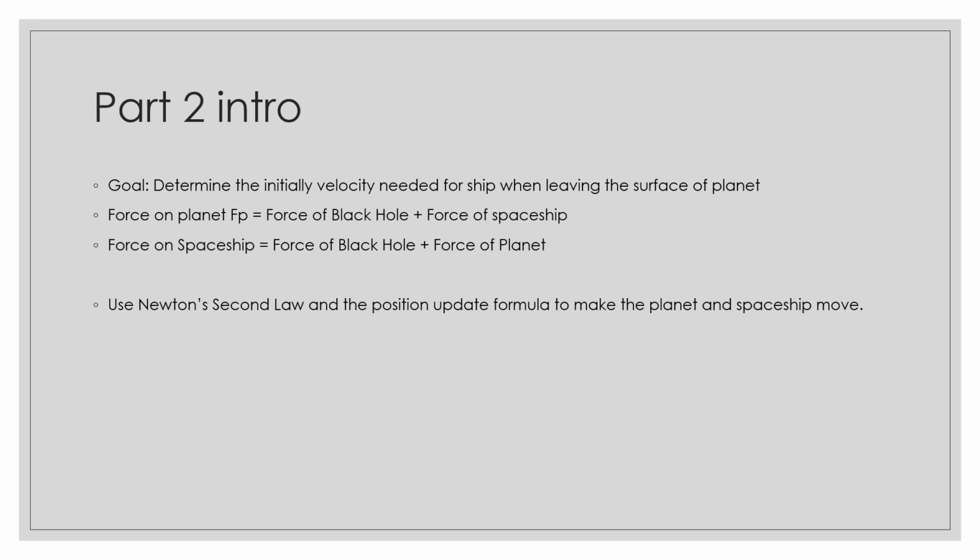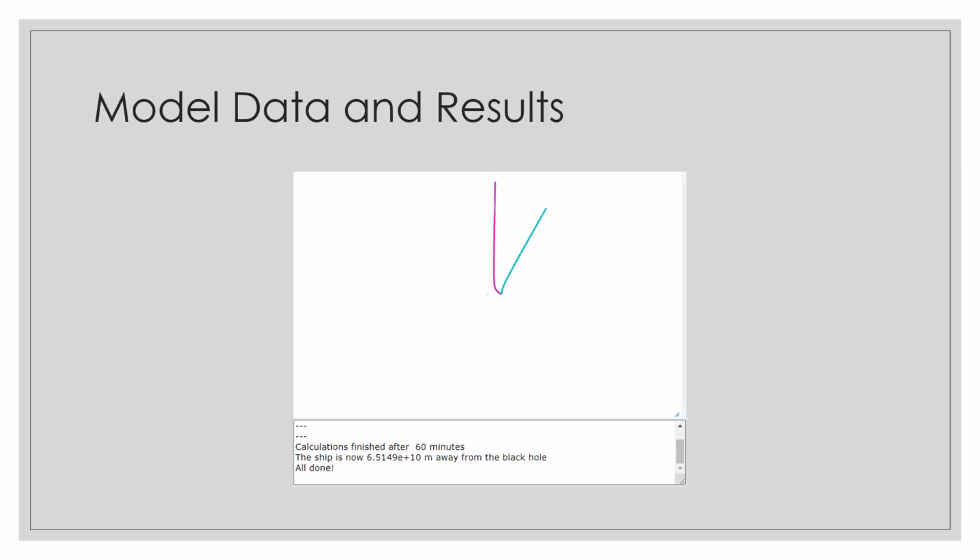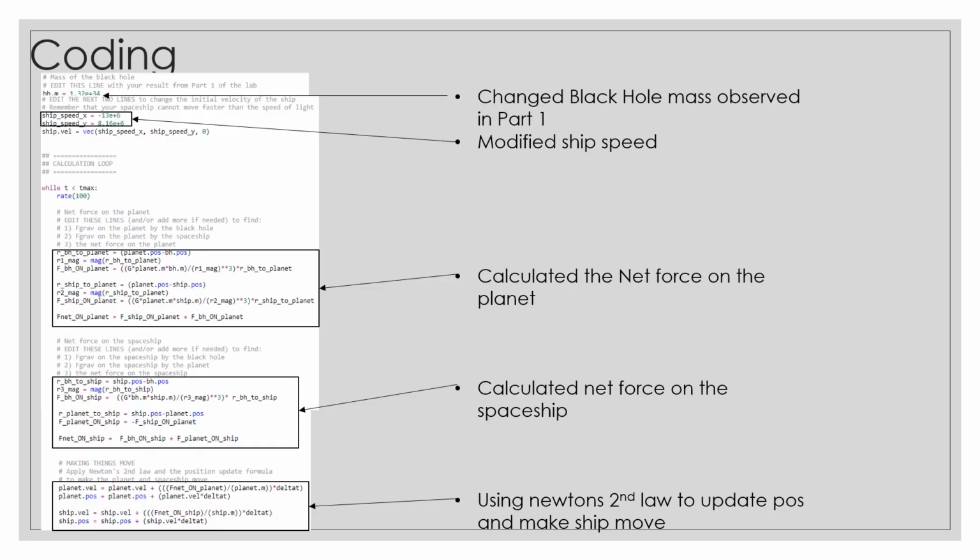And then we also use Newton's second law and the position update formula to make sure that the planet and spaceship move in the model. You can see there. In the first line, we changed the mass of the black hole to 1.32 e to the 34, which was observed and calculated in part 1.